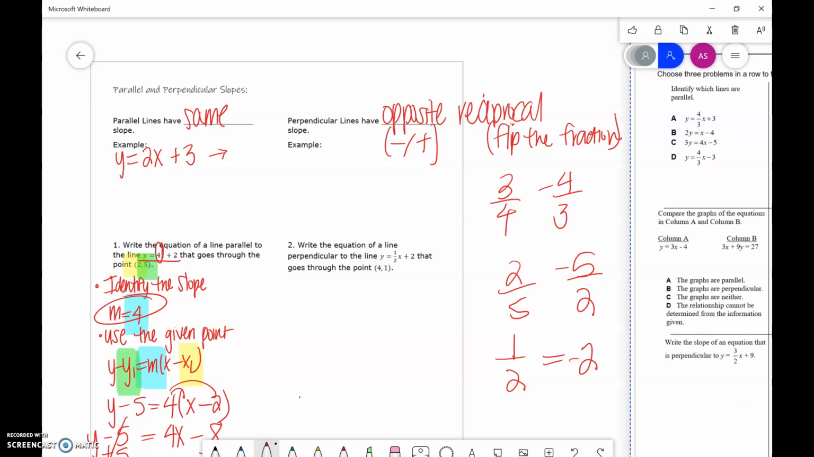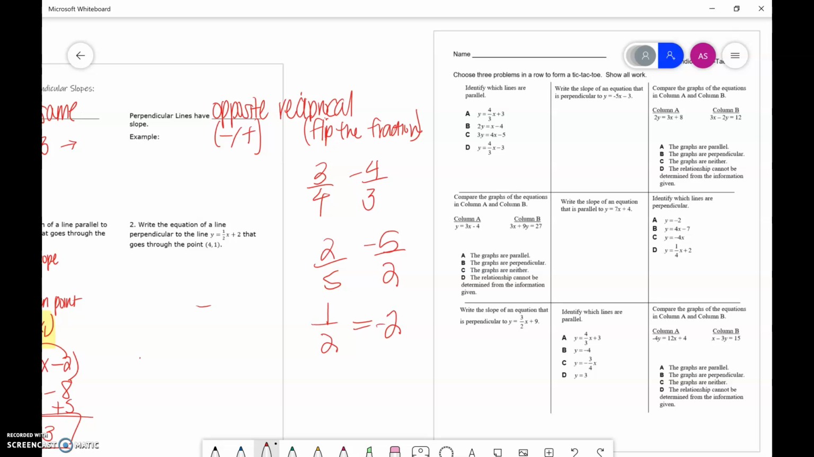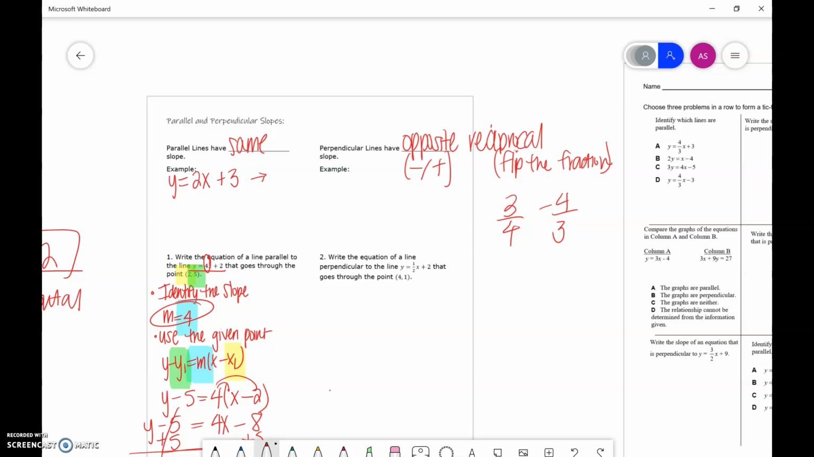Or if I started off with a negative, let's say I start off with -3, that's going to be positive 1/3. Okay. So let's look at an example. If I had y equals 2x plus 3, I will first identify that slope, which is 2, but then I have to change it to the opposite reciprocal, which will start off as, let's put it over 1, so I'll have 1/2 because I flipped it, and then we're going to make it the opposite. So our opposite reciprocal slope will be -1/2.